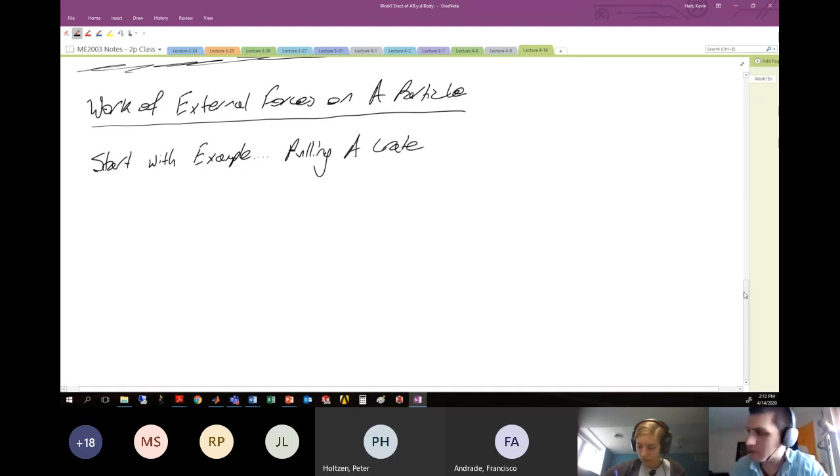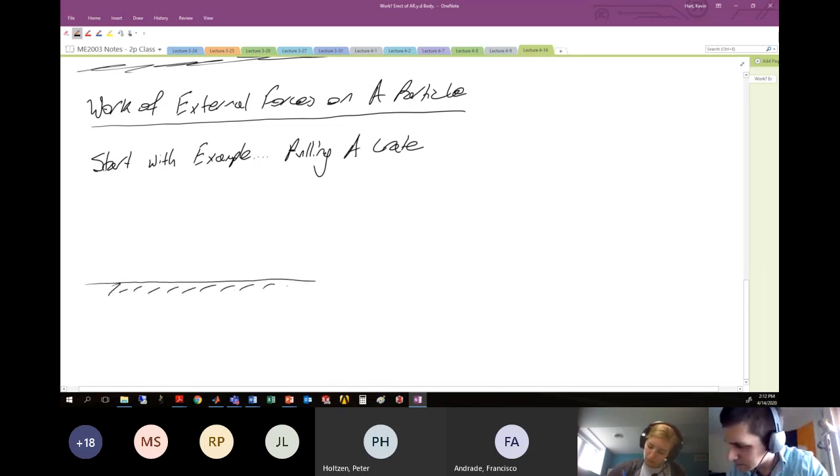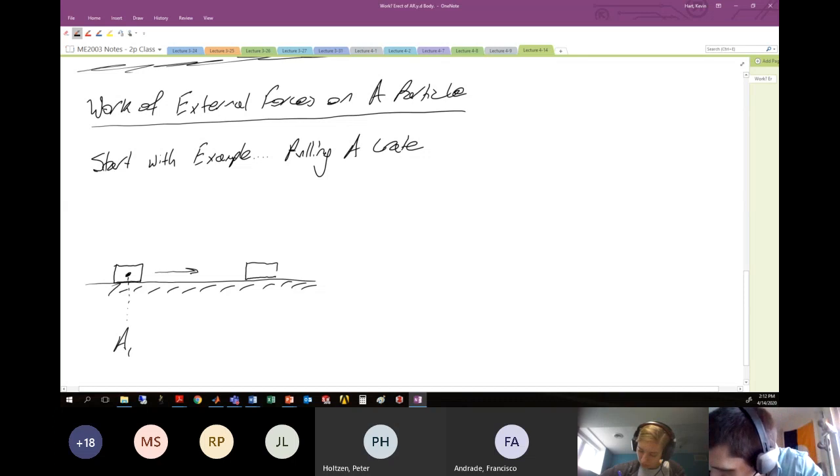All right, so if we think about pulling a crate along the ground, here's the ground. I've got a crate over here, and let's say that the center of gravity of that crate is at location A1. I want to pull on that crate to move it in this general direction to some other location, A2. So we want to move that box from A1 to A2 over a distance defined by the length L.